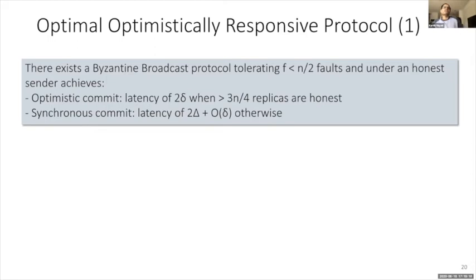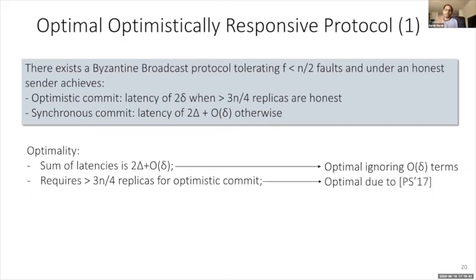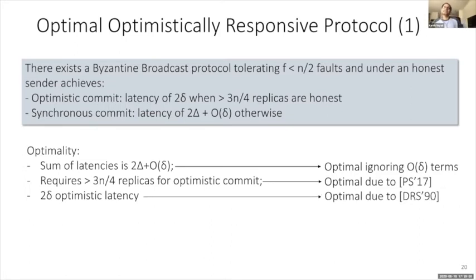So why is this protocol optimal? First, the sum of latencies between both of the commit rules is 2 delta. So if you ignore the small delta terms, then this is optimal given the lower bound result that I just presented. Second, we require only 3n over 4 replicas to be honest for an optimistic commit. And due to a lower bound from one of the earlier papers, it turns out that you need as many honest replicas in such a situation. And third, in terms of the latency for an optimistic commit, we incur only 2 small delta latency. And due to a lower bound by Dolev, Reischuk, and Strong, this latency is optimal as well.